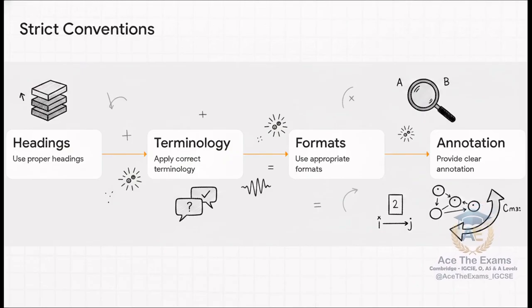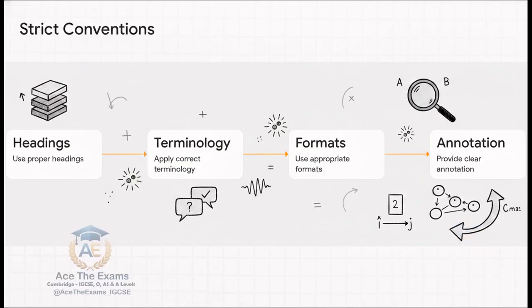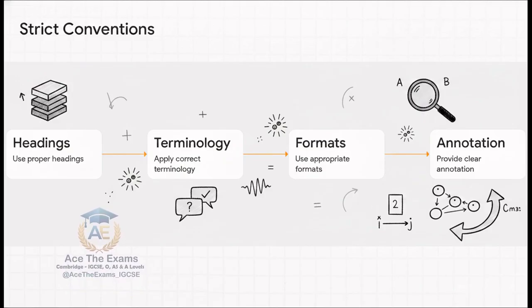Third, use appropriate formats. Whether you choose column vectors or IJ notation, keep it consistent. And fourth, provide clear annotation. Walk the examiner through your logic step by step. If you make a tiny arithmetic error at the very end, this exact procedural framework is what guarantees you still walk away with a lion's share of the marks. It acts as a safety net.